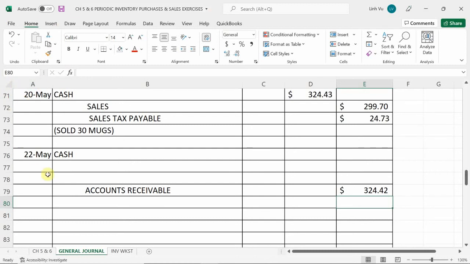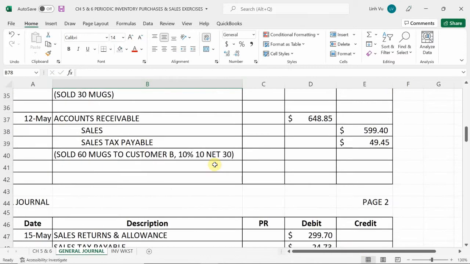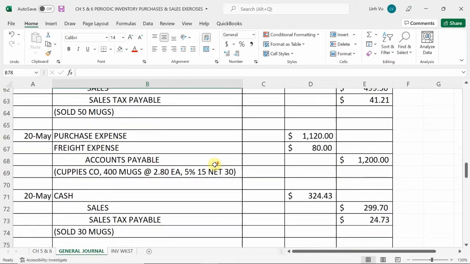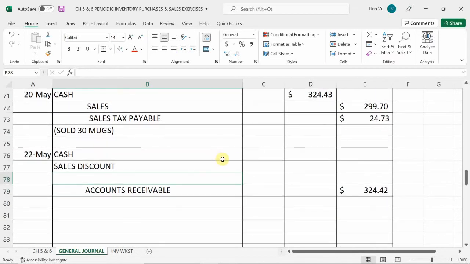And we also know that he met the discount due date. So therefore, we're going to recognize that he is going to get a discount. That's the first thing we're going to recognize here, the sales discount. Now in this case, what amount am I going to be discounting if he owes me $324.42? 10%. 10% of what?